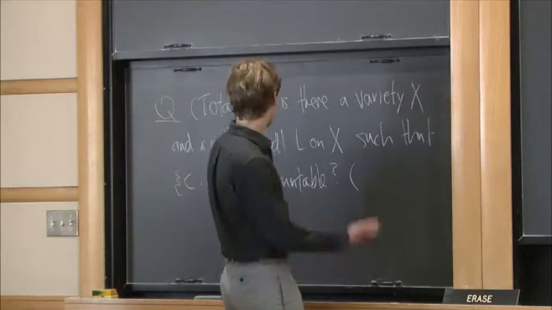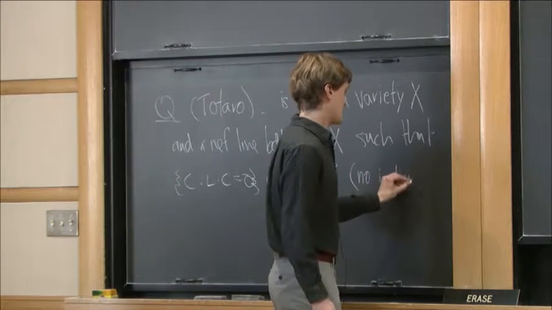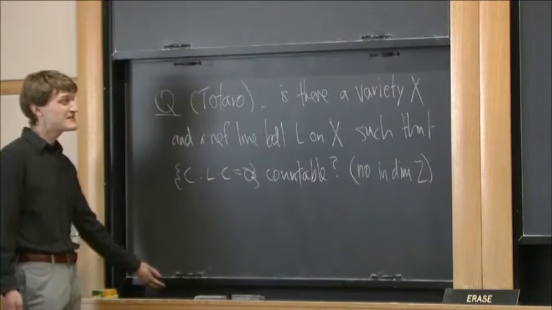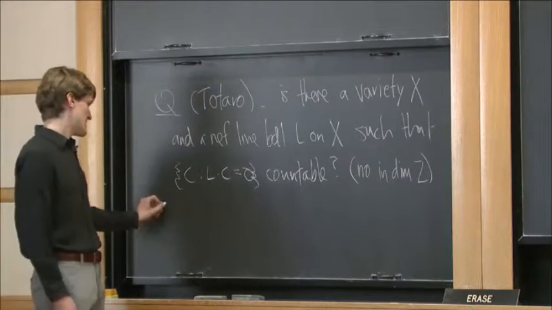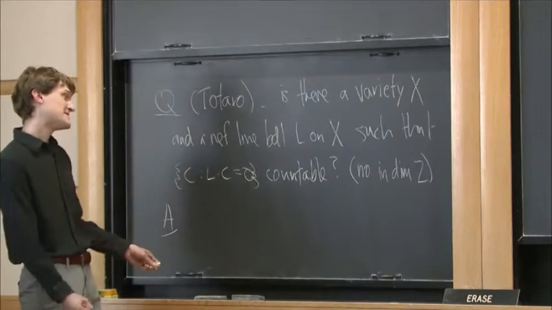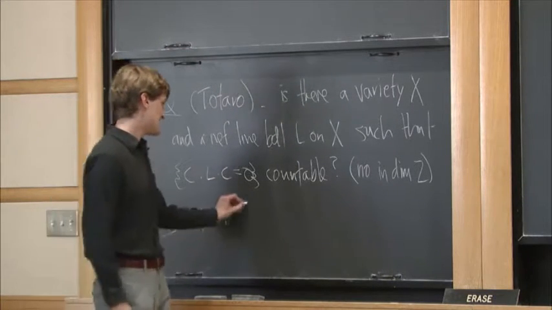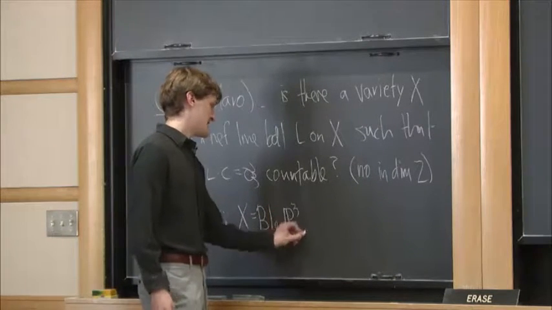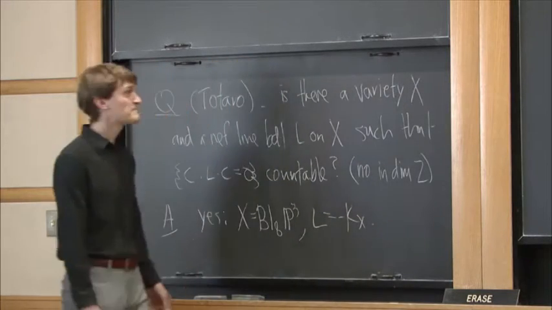All right, and Totaro shows in dimension 2 that the answer is no. On a surface, if you have a nef line bundle, the set of curves it's 0 on is either finite or it's uncountable, when some such curve moves in a family. All right, the answer to this question, there is an example. So yes, we're going to take X to be, again, P3 blown up at 8 very general points. And the line bundle is, in fact, just the anti-canonical divisor.